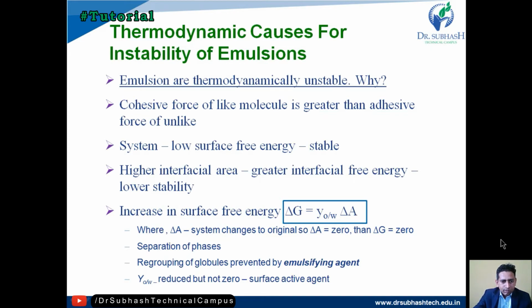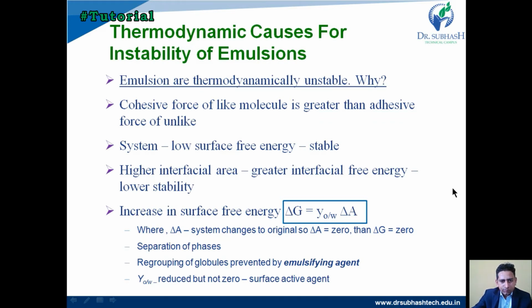So for that, the regrouping of globules can be prevented by an emulsifying agent. Here we can add an emulsifying agent which can prevent the regrouping, and by that we can have a stable emulsion. Another thing is gamma O/W, the interfacial tension between oil and water. We can reduce this interfacial tension, but we cannot go down to 0. And to decrease the interfacial tension, we need to add a surface active agent.